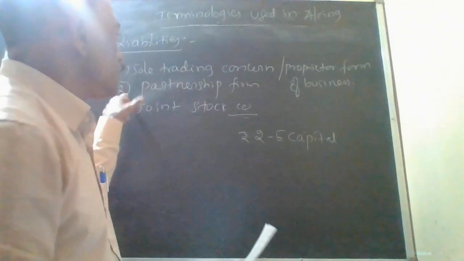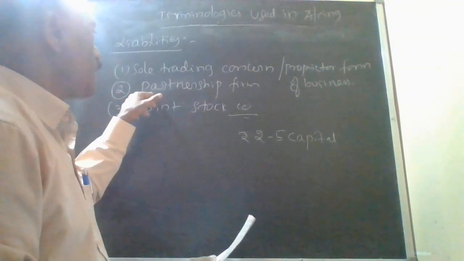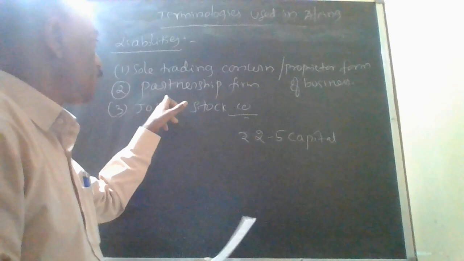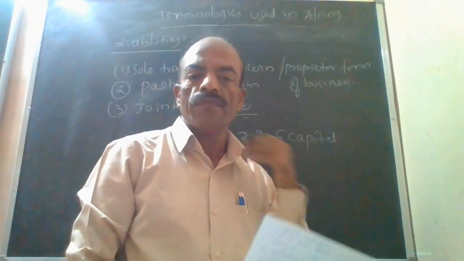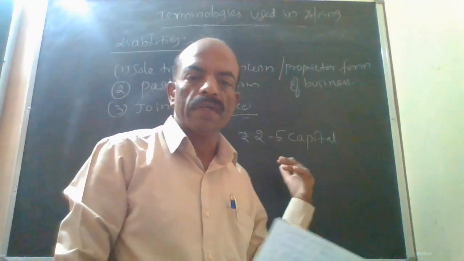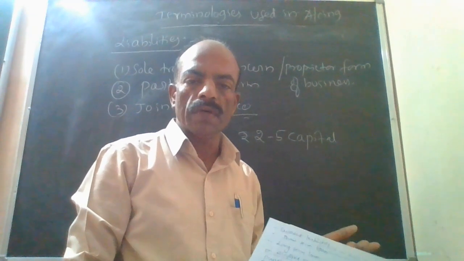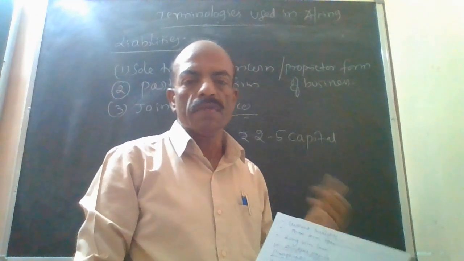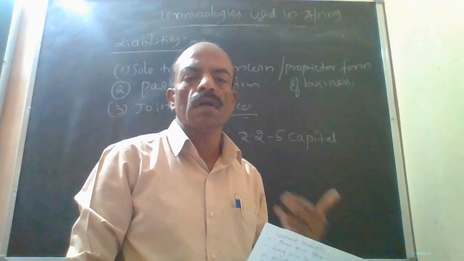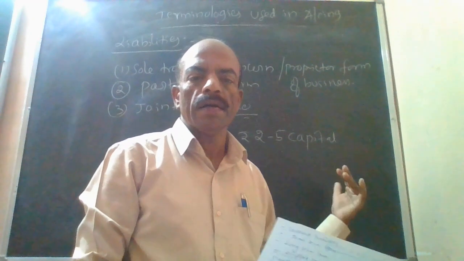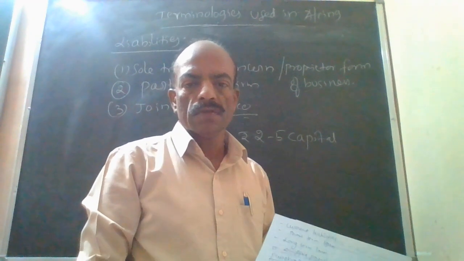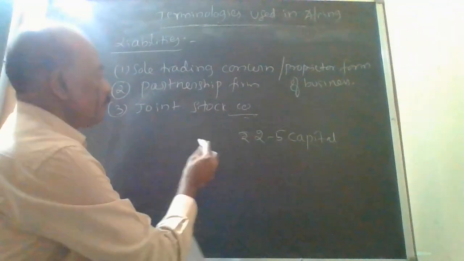But this is the liability. First is capital, but before that, we shall understand this. Partnership firm means two or more individuals going to start a business. Two or more partners contribute to the business and do the business together. For example, A, B, C.